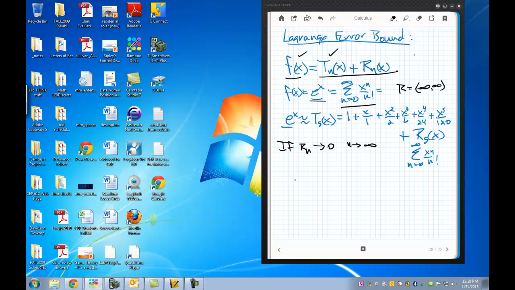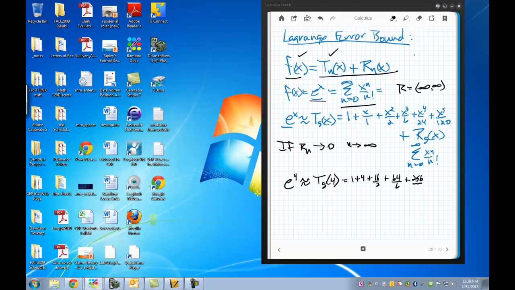Now watch this. I'm going to say I want to know what e to the 4th is. I'm going to say that e to the 4th is approximately equal to this Taylor polynomial at 4, which is just going to be 1 plus 4 plus 16 halves plus, what do I got, 64 sixths. Ooh, this is going to get ugly, isn't it? Plus 256.